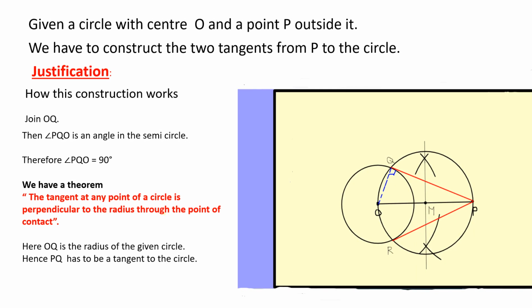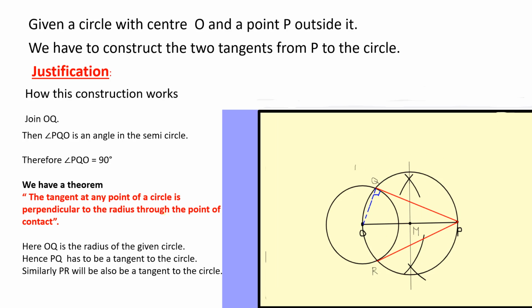So OQ is the radius of the given circle. Hence, PQ should be the tangent to the circle. Similarly, you will have PR also to be a tangent to the circle with the same concept. When we join OR, you will get 90 degree at R, and with the same theorem concept, you will get that PR is acting as a tangent to the circle.